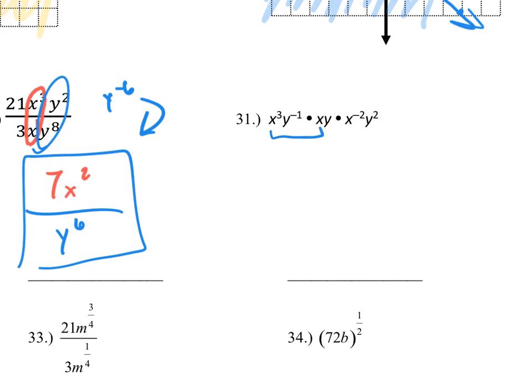Here we have same base, add the exponents. So for the x, I have 3 plus 1 is 4, minus 2 is 2. And then here, we're doing the y's. -1 plus 1 is 0, plus 2 is 2.